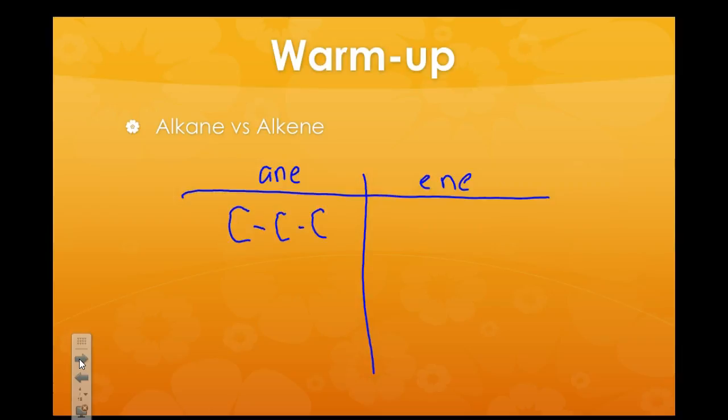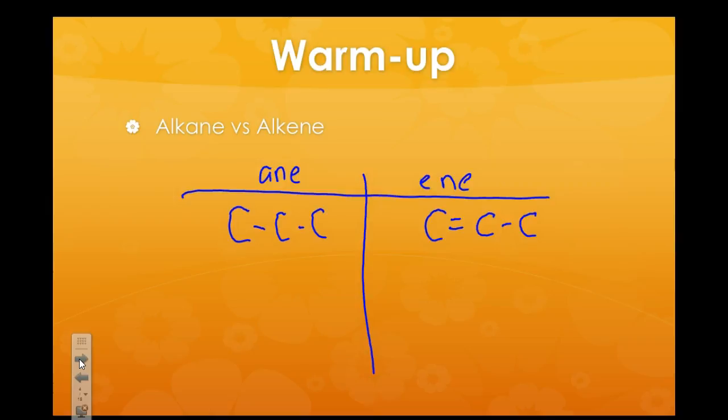So for example, that would be an alkane because there are all single bonds between carbon. This is an example of an alkene because there is one double bond. At this point, I'm not going to mess with you and put more than one double bond in a structure. That could change.